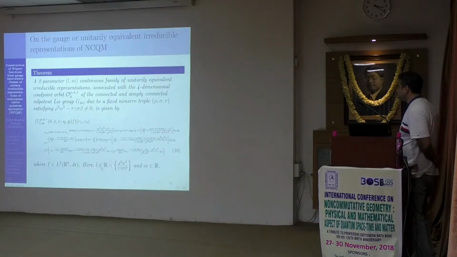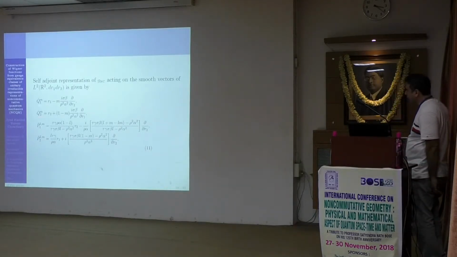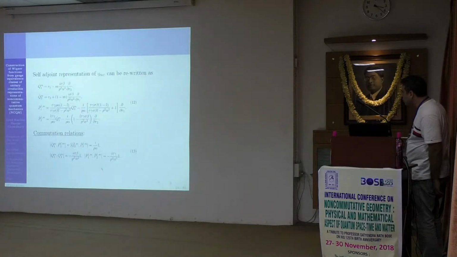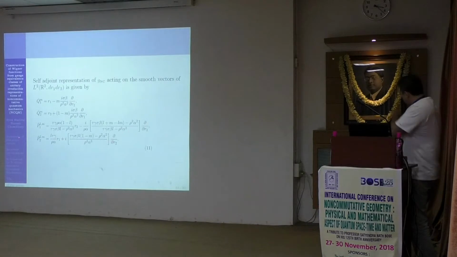But here are some restrictions. L cannot achieve this value. L can be anything except for this. Your rho, sigma, and tau, they are fixed once and for all. L cannot take this value. And M can be anything, any real number. It's a continuous family of equivalent unitary representations. So this is the corresponding representation of the algebra. See that M and L are all in the picture, but when you write the commutation relations here, you see that M and L disappear from the commutation relations. They are no longer there, which indeed represents the fact that they are the representations of G and C. So this is the representation of the algebra.